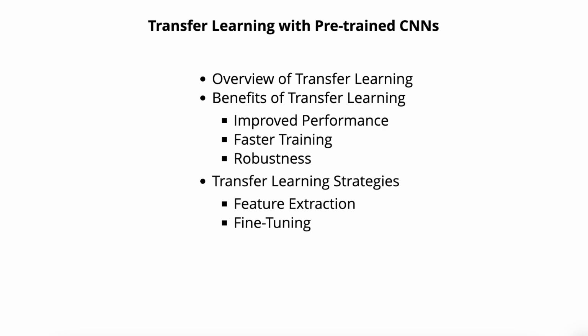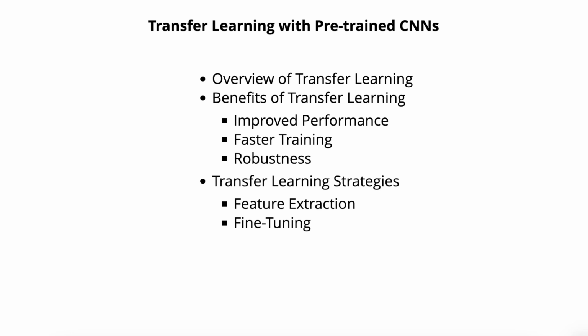The second one is benefits of transfer learning. First one is improved performance. Pre-trained models have learned rich feature representations from large datasets which can generalize well to new tasks. Second is faster training. Transfer learning often requires less data and training time compared to training from scratch as the model starts with pre-learned features. Third one is robustness. Pre-trained models have been trained on diverse datasets, making them more robust to variations and noise in the data.